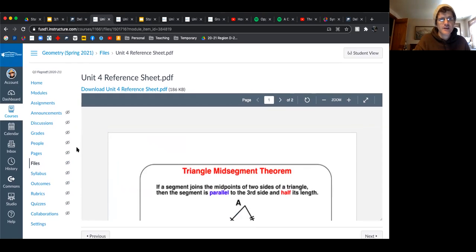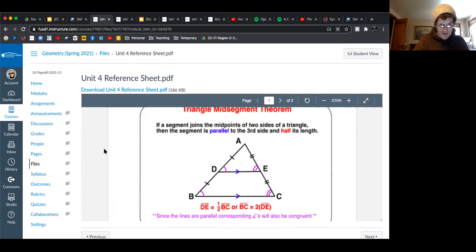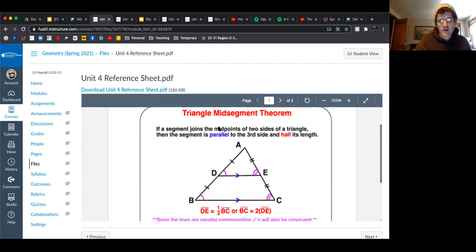And again, this is available to you at all times on the test, and any other time in between, like while you're practicing. So we've got the triangle mid-segment theorem, and notice that it shows that these two lines are parallel. These angles are congruent because they're corresponding angles. And this right here is the key thing: this mid-segment, which is segment DE, is going to be half the length of the parallel side, BC. So notice DE is equal to half of BC.